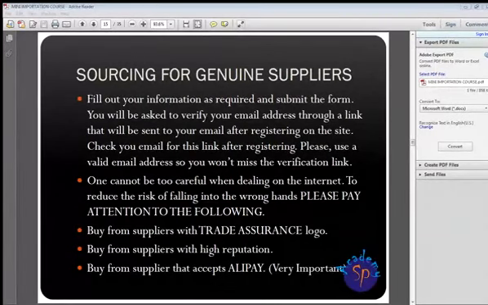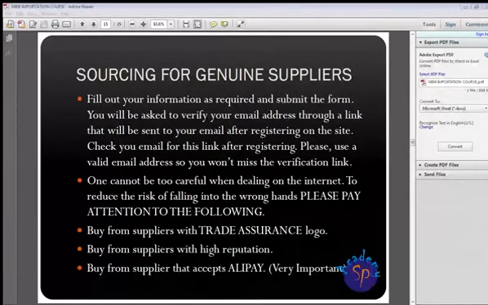Please pay attention to the first. First of all, buy from suppliers with the trade assurance logo. I will show you the trade assurance logo after now. Then buy from suppliers with high reputation. I will show you all of those. Buy from suppliers that accept Alipay. Very important. There are some suppliers that accept PayPal. All right, you can trade with those people also. But Alipay, I think, is more guaranteed, and you can apply for a dispute if you don't get the item or you don't get it as described. So it's always better to do those three things.